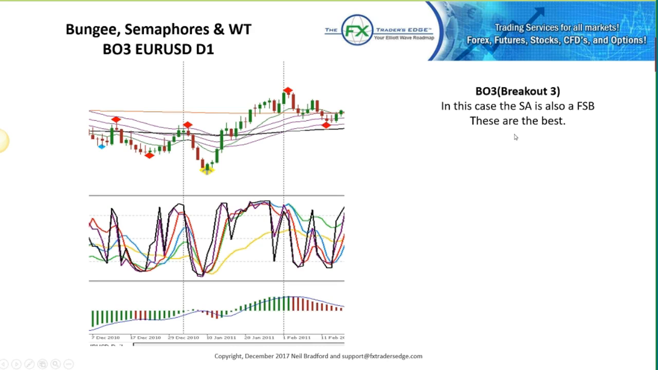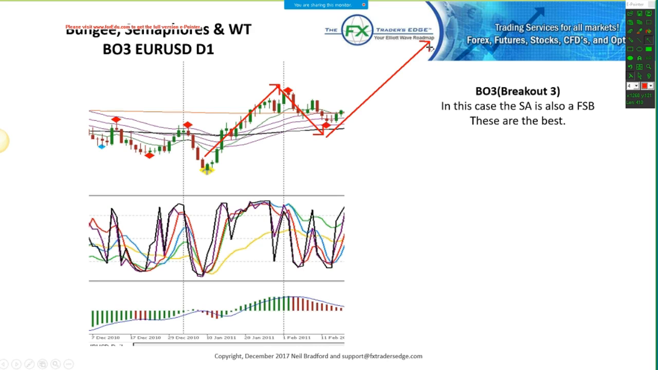Now this is an even better one, this breakout three here. The reason it's better is that the stretch away on the way down is a snapback that changes into a stretch away in the opposite direction. This is quite complex. Let's look at this. But it's a superb setup. Bungee stretch away. Bungee failed snapback. Tells you you're going higher.